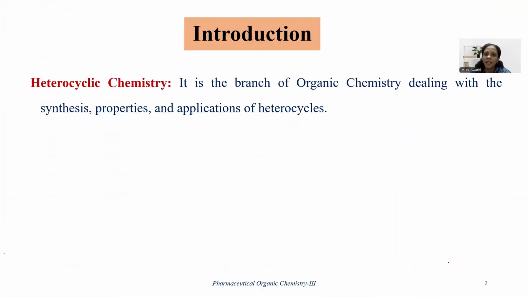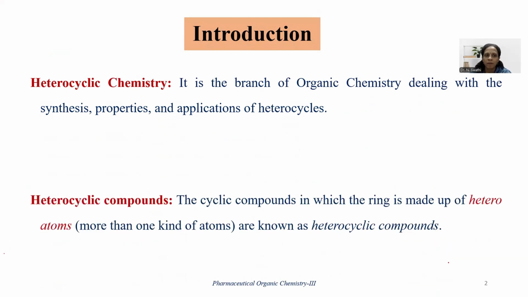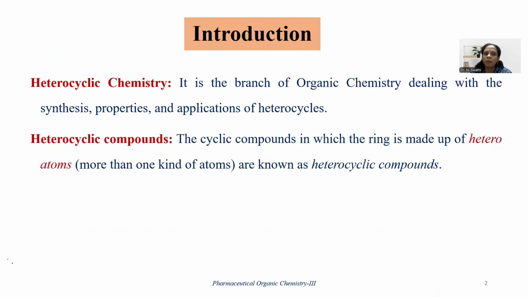So what is heterocyclic chemistry? It is a branch of organic chemistry dealing with the synthesis, properties and applications of heterocyclic compounds. So what are heterocyclic compounds? As the name itself indicates, these are the cyclic compounds in which the ring is made up of heteroatoms.